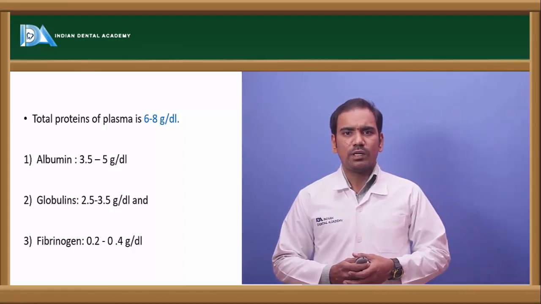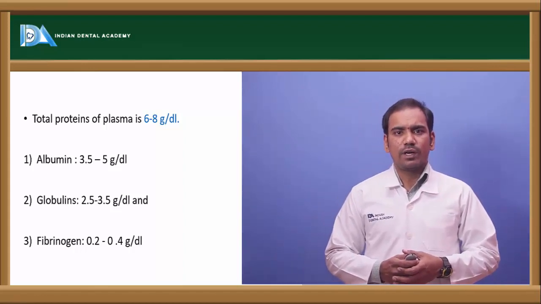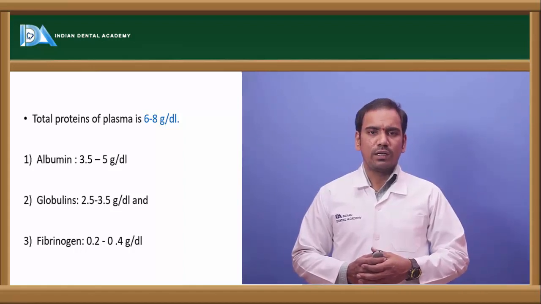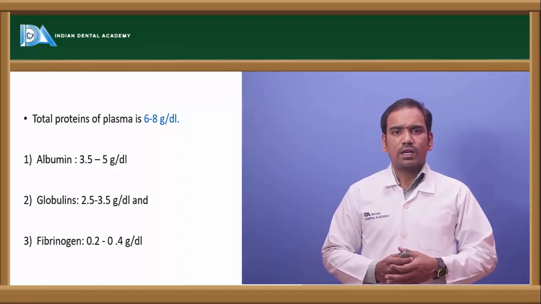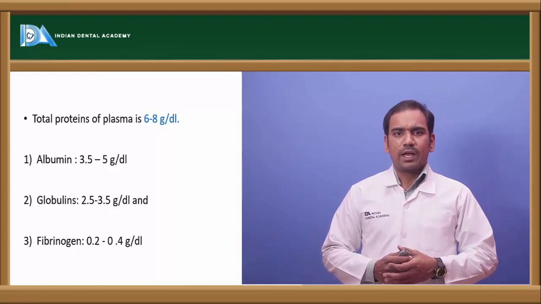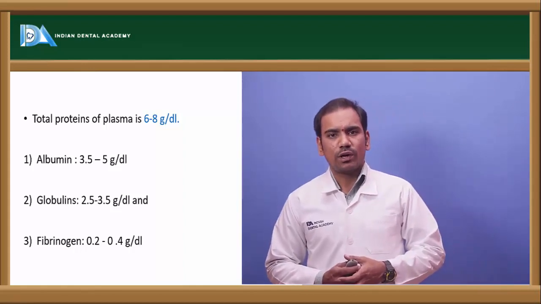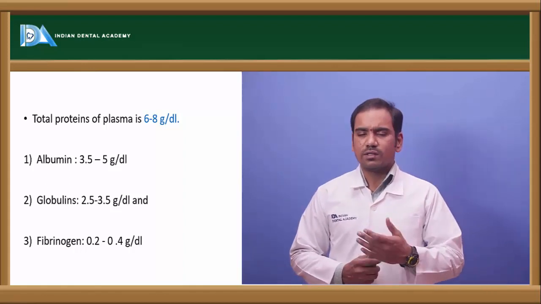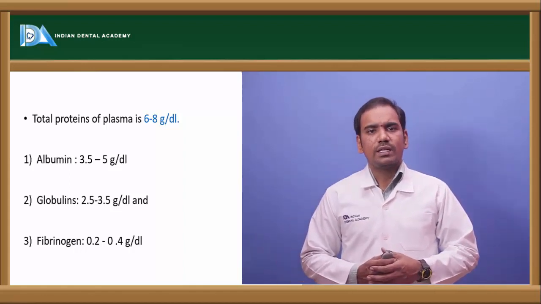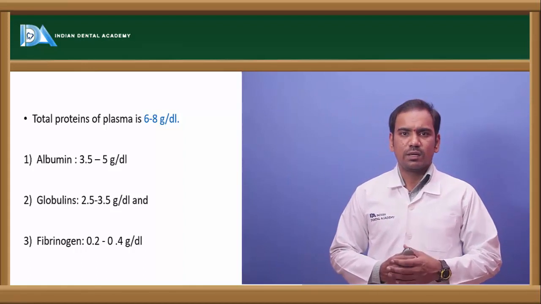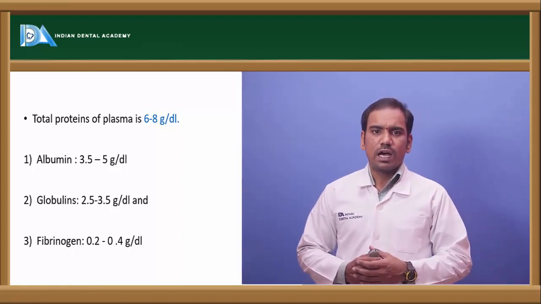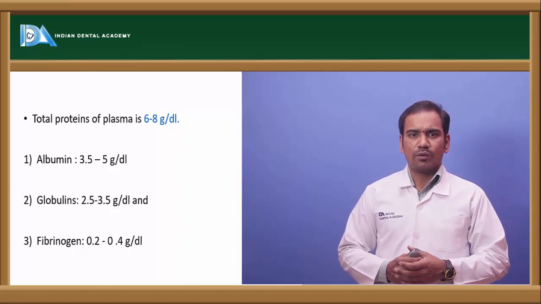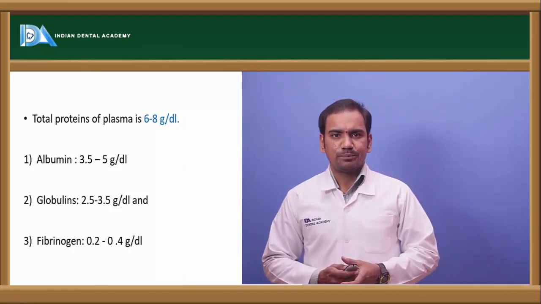Coming to globulin, its concentration is 2.5 to 3 grams per deciliter. And coming to fibrinogen, its concentration is 0.2 to 0.4 grams per deciliter. Among these, these three are called plasma proteins, and their concentration is 6 to 8 grams. The major plasma protein is albumin. And the A/G ratio, the normal albumin to globulin ratio, is 2:1.